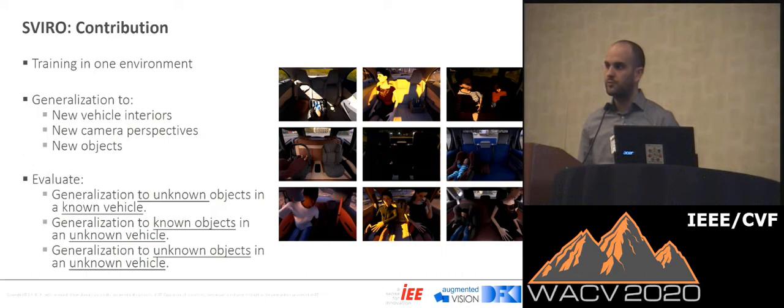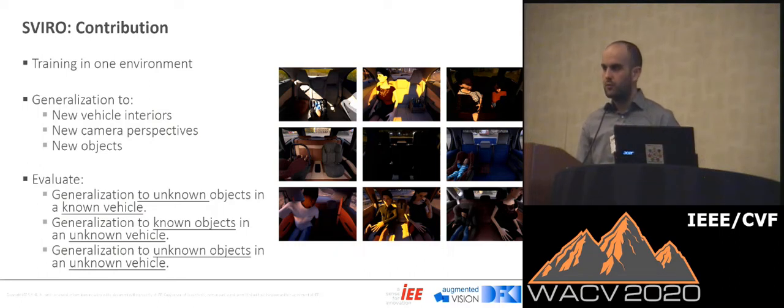In that way, we can test the generalization performance in different difficulty levels. So first, we can train a model in one vehicle and test how well it generalizes to new objects within the car you're training on. Second, we can test the generalization to a different vehicle interior, but for objects seen during training. And the most difficult test is the generalization to previously unknown objects in an unknown environment.